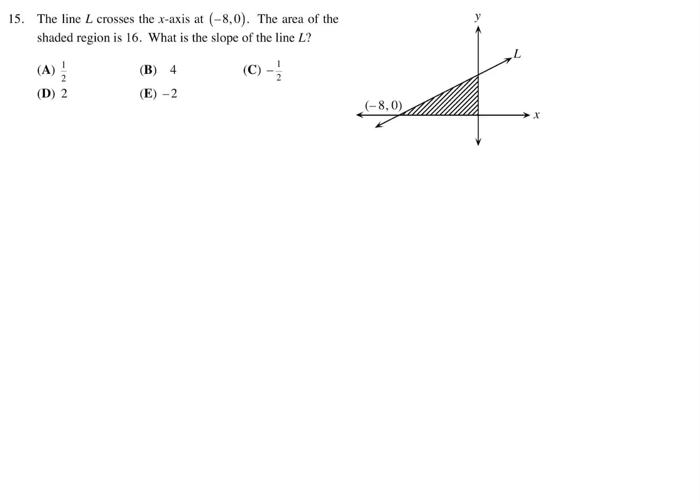The line L crosses the x-axis at minus 8, 0. The area of the shaded region is 16. What is the slope of the line? Okay. So the area of this triangle, which is shaded, is obviously 1/2 base times height. So the area they tell you is 16, and that is equal to 1/2 base times height.